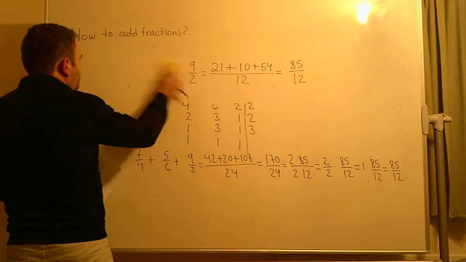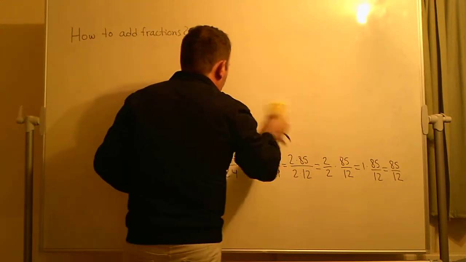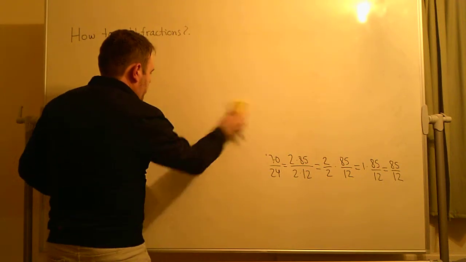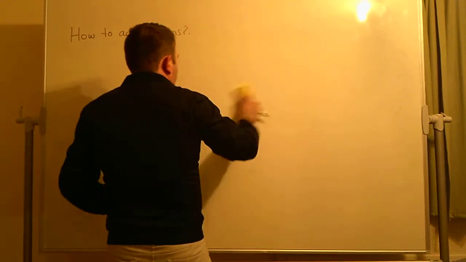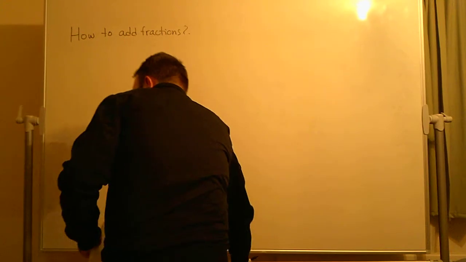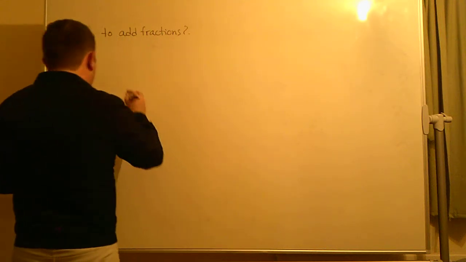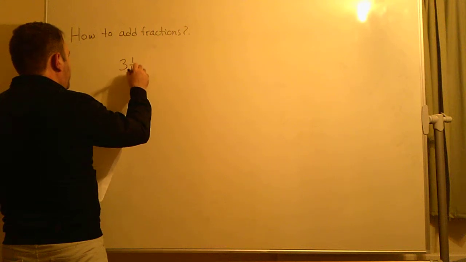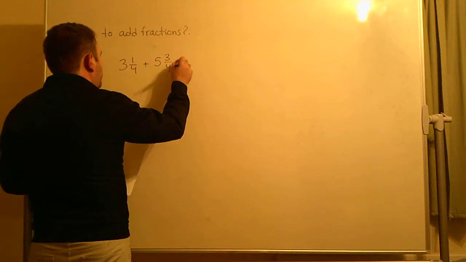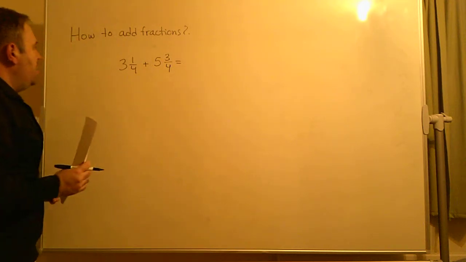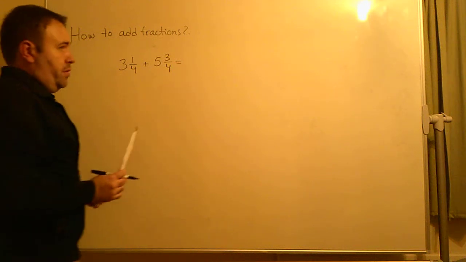So now what happens when we have a mixed fraction, like for instance 3 and 1/4 plus 5 and 3/4? Well, the first thing we would need to do is to turn these fractions into improper fractions.